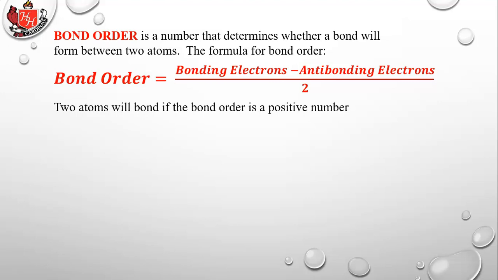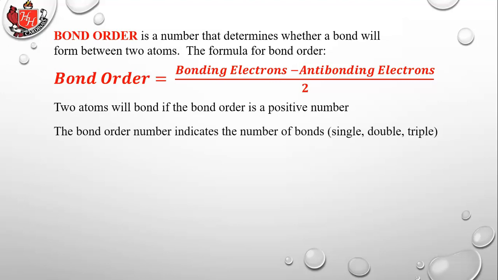So two atoms will bond if the bond order is a positive number, and the bond order number indicates the number of bonds. So if the bond order is 1, it's a single bond. If the bond order is 2, it's a double bond. If the bond order is 3, it's a triple bond.